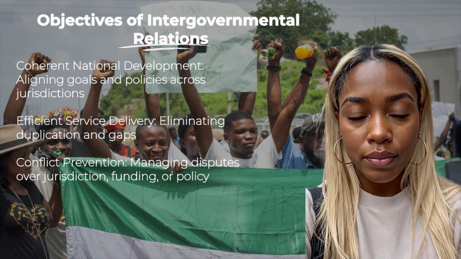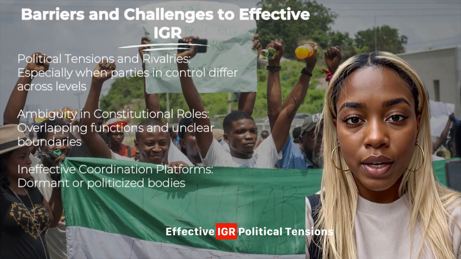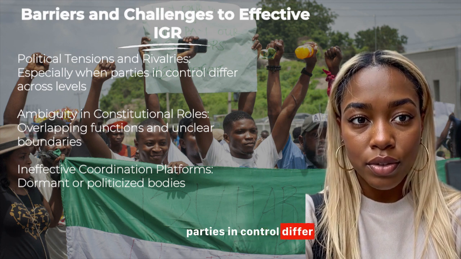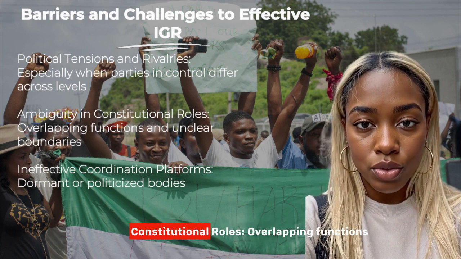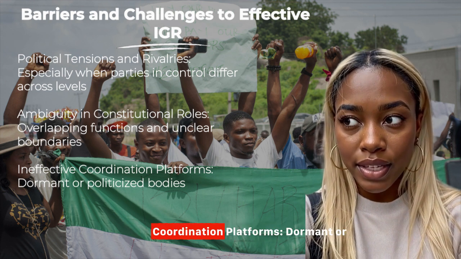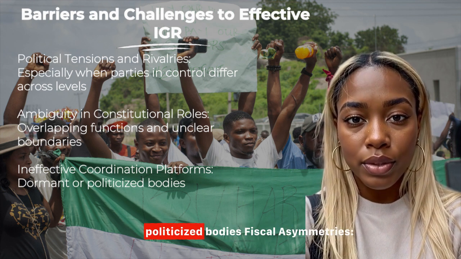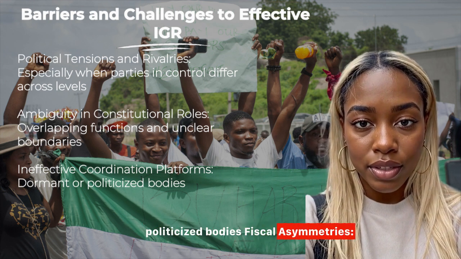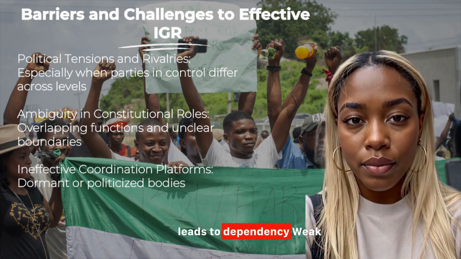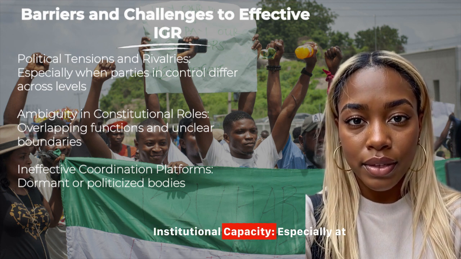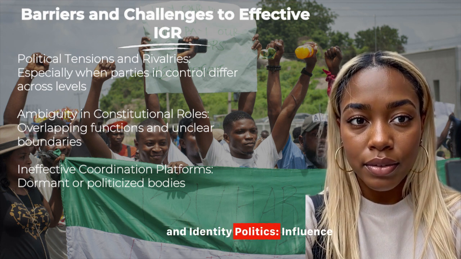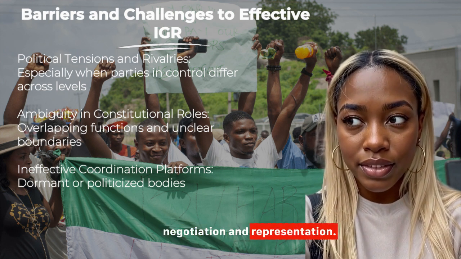Barriers and challenges to effective IGR: political tensions and rivalries, especially when parties in control differ across levels; ambiguity in constitutional roles, overlapping functions and unclear boundaries; ineffective coordination platforms, dormant or politicized bodies; fiscal asymmetries, where imbalance in revenue capacity leads to dependency; weak institutional capacity, especially at the local level; and ethno-regionalism and identity politics, which influence negotiation and representation.